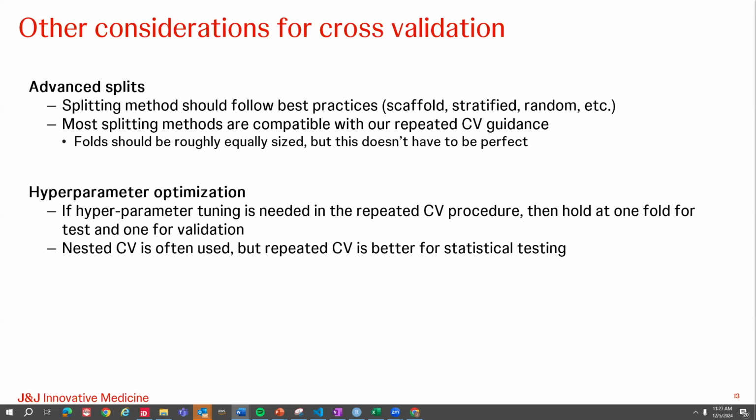And then for hyperparameter optimization, often people will want to tune hyperparameters when performing a repeated CV. If you do this, then split the holdout fold into test and validation and use the validation set to tune hyperparameters. We recommend that approach over doing a full nested CV.